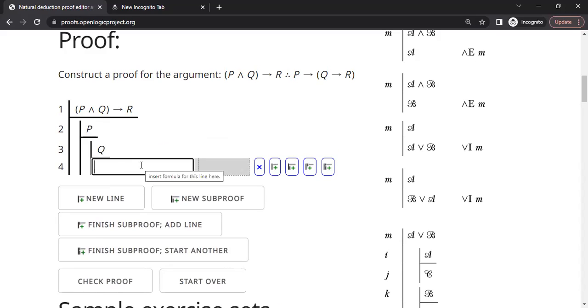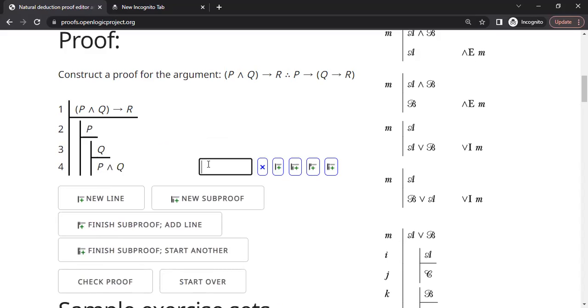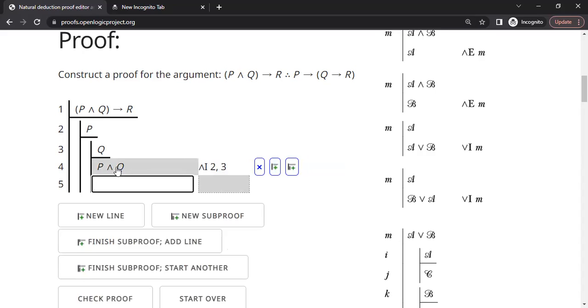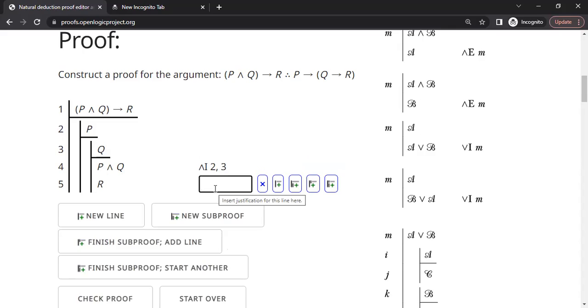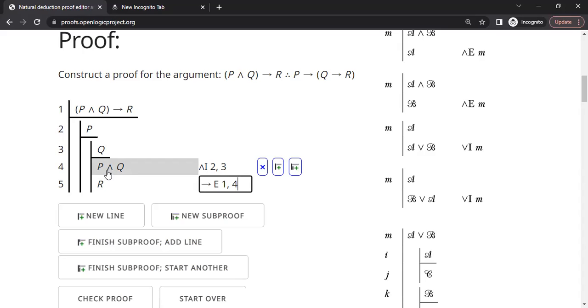Okay. We have P and Q, so we can introduce and. This is the and introduction. In lines 2 and 3, we can introduce and. Now if you look at the premise, P and Q implies R, we get R. This is because of the elimination of implies. We are going to eliminate implies, line number 1 and 4. Because 1 says P and Q implies R, and we do know P and Q happened in line number 4. Therefore, we can combine 1 and 4 to get R.